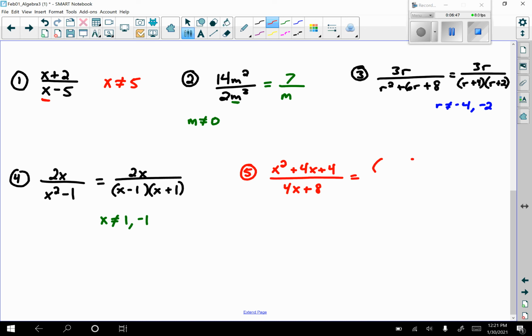The numerator factors into two sets of parentheses. Factor an x squared into x times x. Everything's positive, so I put plus signs. Factors of 4 that can help me add to a 4 are 2. So I get an x plus 2 times an x plus 2. The only way to factor a 4x plus 8 is to factor out a 4. Then we have x plus 2. Again, I don't have to state restrictions, but what can cross out? Only one x plus 2 from the top with one x plus 2 from the bottom. So we're left with x plus 2 over 4.